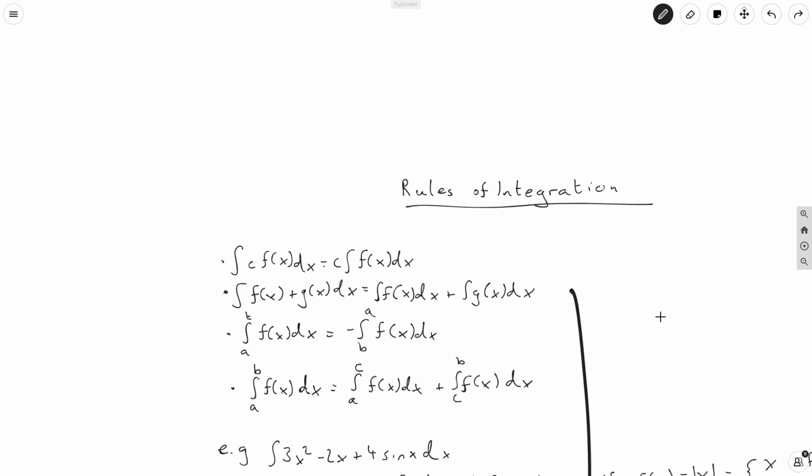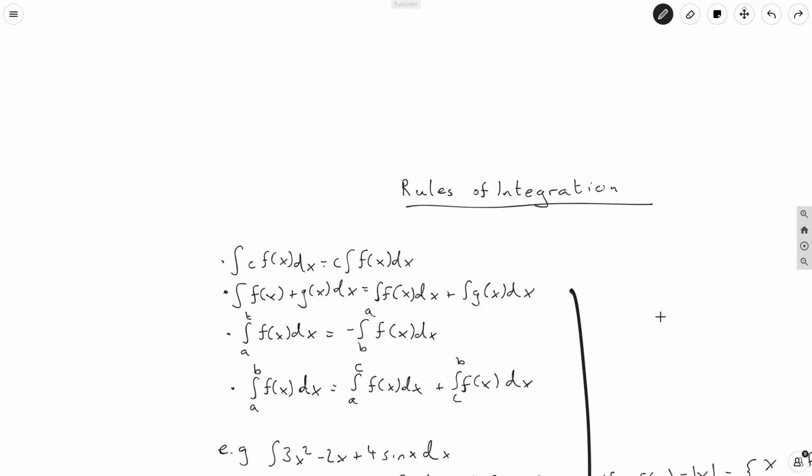So here are the most basic examples of these rules. This first one says that the integral of c times f of x dx is equal to c times the integral of f of x dx, okay? So this is for a constant number c. We can move it out in front of the integral to simplify our problem. So for example, if c was equal to 5, the integral of 5 f of x dx is equal to 5 times the integral of f of x dx.